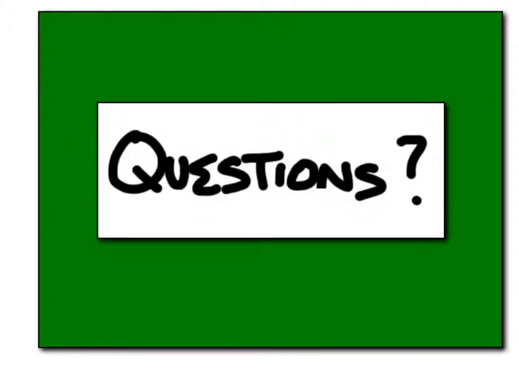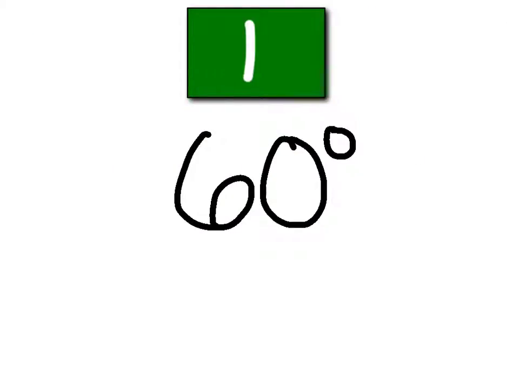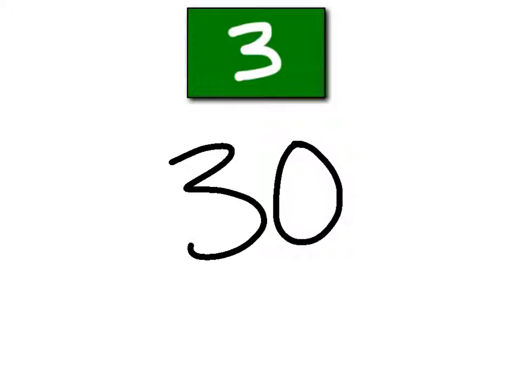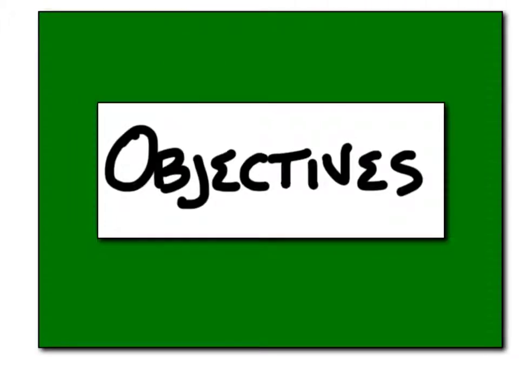Alright, any questions on the homework? Alright, go ahead and bring up your extra credit answers. Okay, extra credit number 1 was 60 degrees. Number 2 was AC. Number 3 was 30. Number 4 was 10.